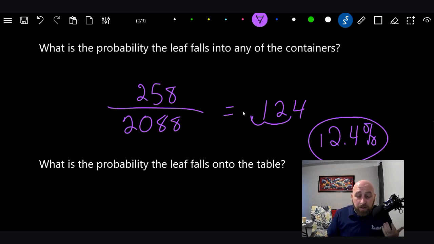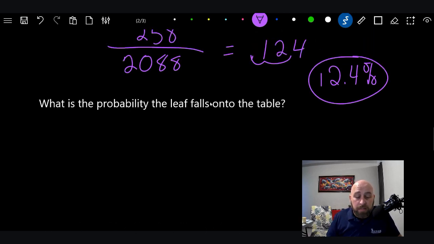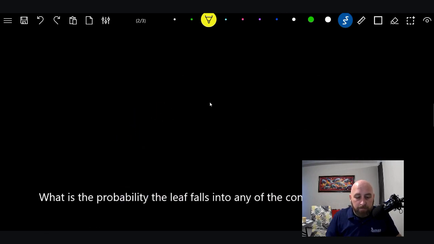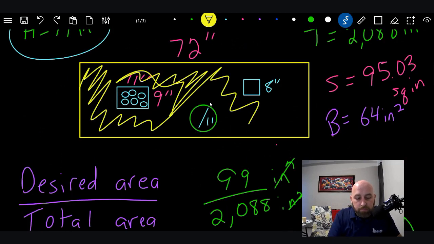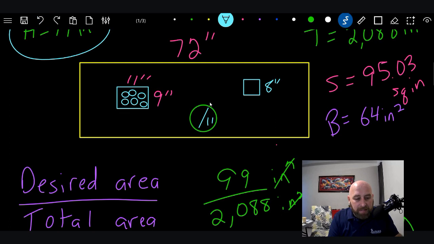Now, I've just added some other questions, and there's no example for this in the book, but let's talk about these. What is the probability that the leaf falls onto the table? Interesting. Now we want to know if it falls onto the table, but we have a problem. The table is in yellow. If it falls here, that's bad. If it falls here, that's bad. If it falls here, that's bad. What we want is it falling onto the table.